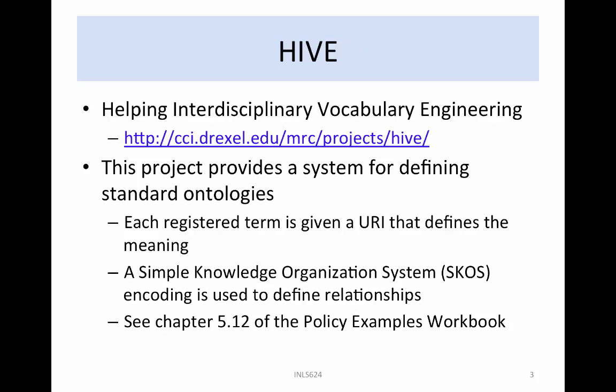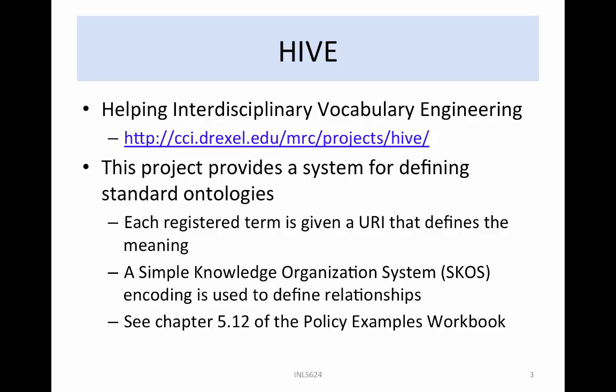The Hive system is available at cci.drexel.edu, MRC Projects Hive. The project provides a system for defining standard ontologies for multiple disciplines. Each registered term is given a URI that defines the meaning. The Simple Knowledge Organization System, SKOS, encoding is used to define relationships between terms. The Hive system can be accessed to verify the validity of a URI for a term or to check whether a term has been included in an ontology.